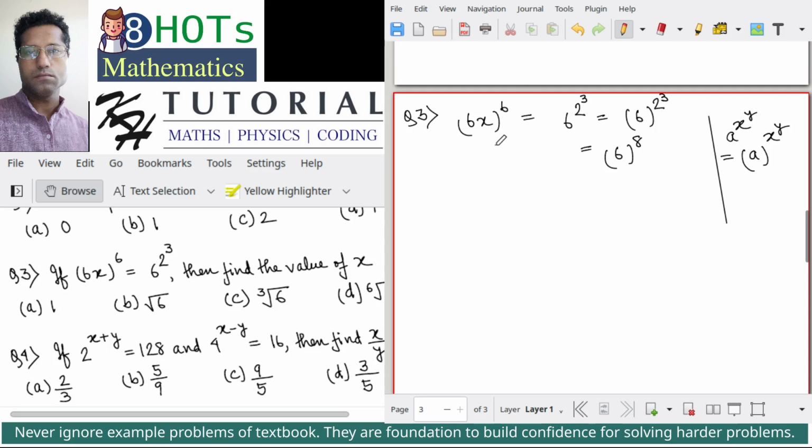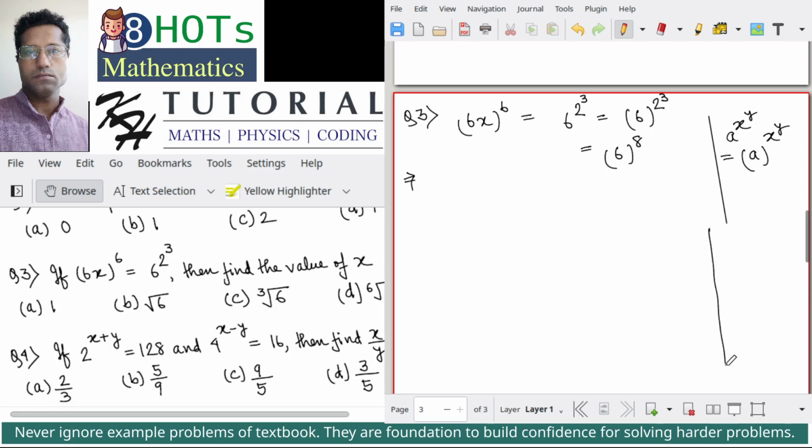What we can do: the power on the left hand side is 6 and the power on the right hand side is 8, and we can also see there is a 6 multiplied with x. So in this kind of problem, I will split the whole 6x raised to the power 6 into two exponential forms.